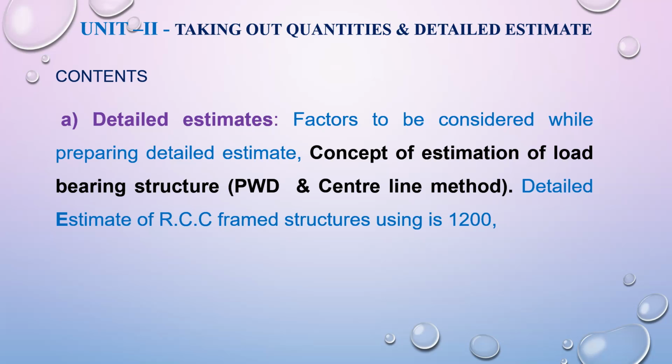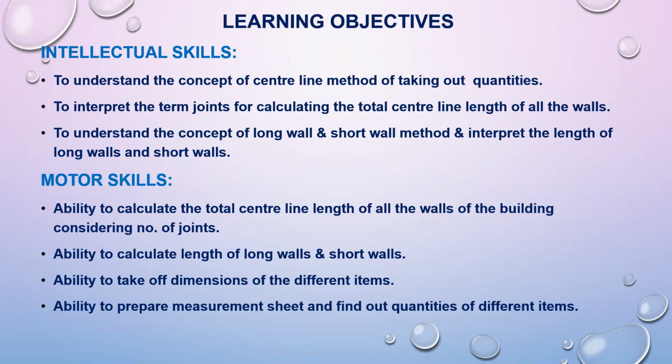Once we study how to take out quantities from a given drawing, that is plan, elevation and section, we will see that these drawings are very useful for finding the quantities in different items of the works. In detailed estimate, we are also going to study the estimate of RCC frame structures by using IS 1200.